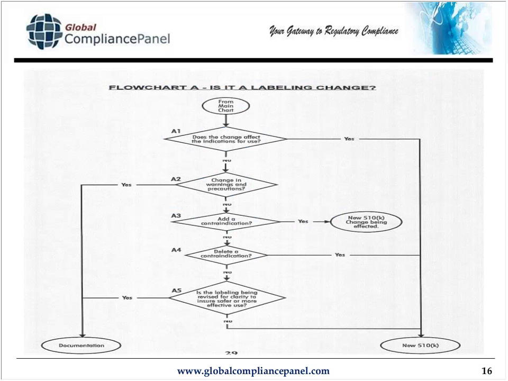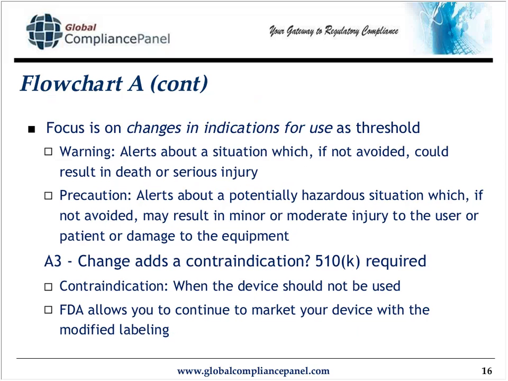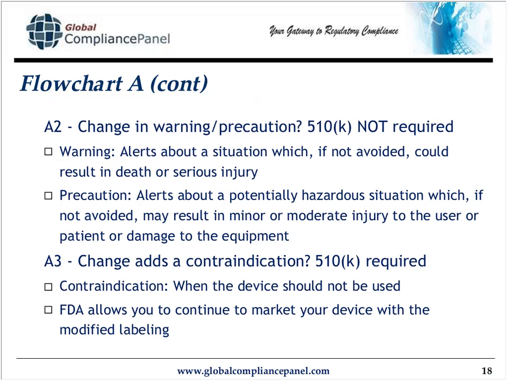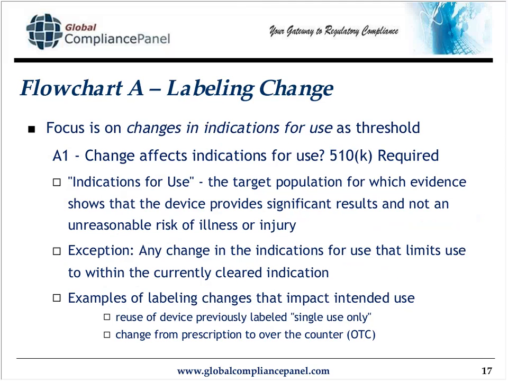Going to A2, next question to ask yourself is, are you changing the warnings or precautions? And a warning and a precaution definitions are required here. A warning is an alert which, if not avoided, could result in death or serious injury. A precaution, a little less serious, is a potentially hazardous situation which may result in minor or moderate injury or perhaps damage to the equipment. So warning is much more serious. If you change the warning or precaution, you do not need to submit a 510K.